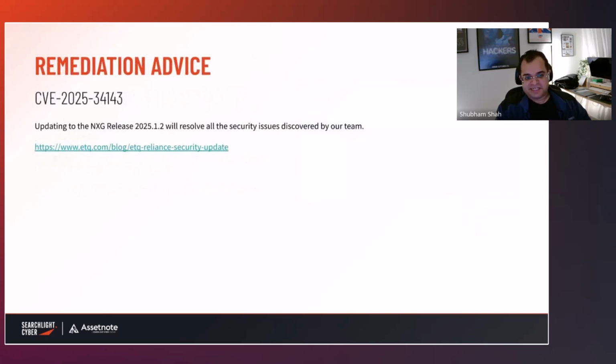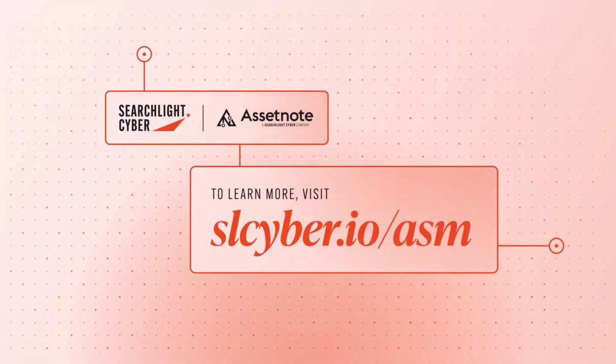The remediation advice for this one is that you should upgrade to NXG release 2025 1.2, or the cloud users of ETQ are already protected with all of their rollout being successfully deployed. This will resolve all the security issues discovered by our team. There were quite a few more in ETQ Reliance that are detailed in our blog post, but we decided to focus on the most important one for this webinar.